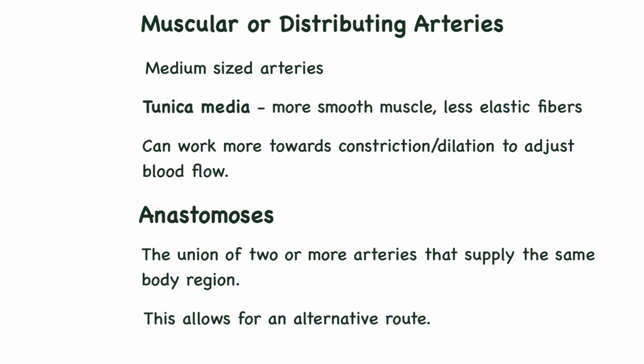So it provides this alternative route, and we also refer to that as collateral circulation. Again, this is an area where many arteries can combine so that there is more than one way for the blood to get to that area.